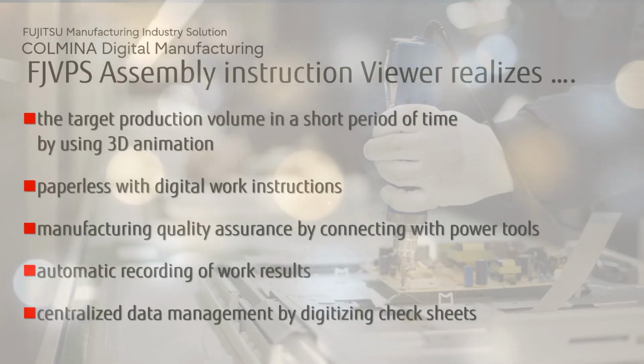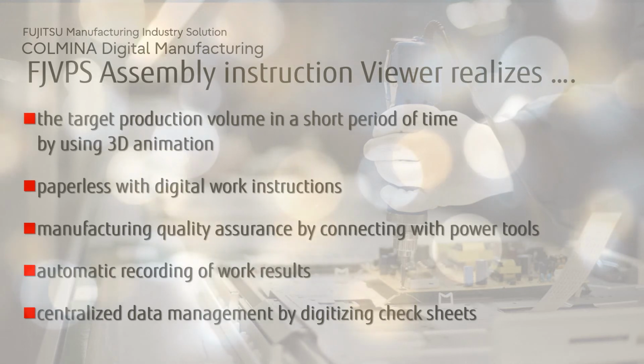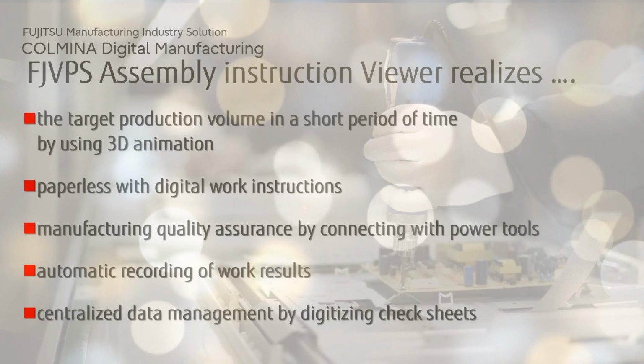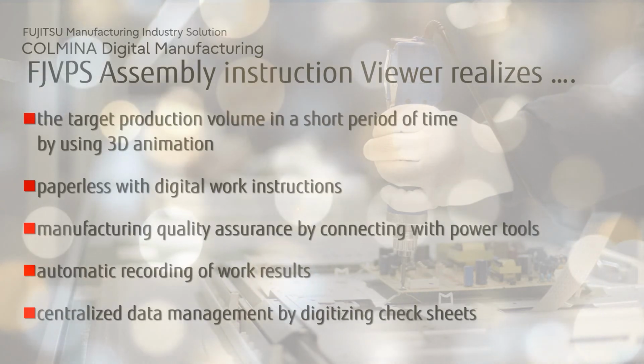As you can see, FJVPS Assembly Instruction Viewer supports the startup of mass production in a short period, guarantees manufacturing quality, and strongly supports the collection of work results for Kaizen.